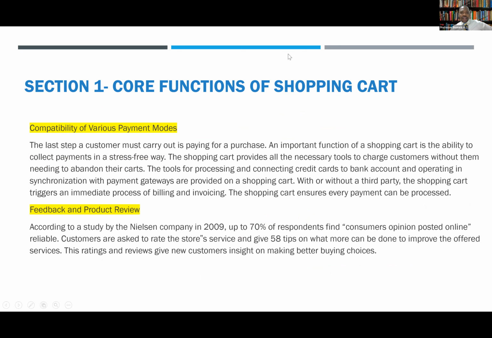So another core function, which we're going to expand on further, is a capability of various payment methods. So the last step a customer must carry out is paying for a purchase. Again, it's an important function of shopping carts to have the ability to collect payment in a very stress-free environment. The shopping cart provides all necessary tools to charge customers without them needing to abandon the shopping cart.